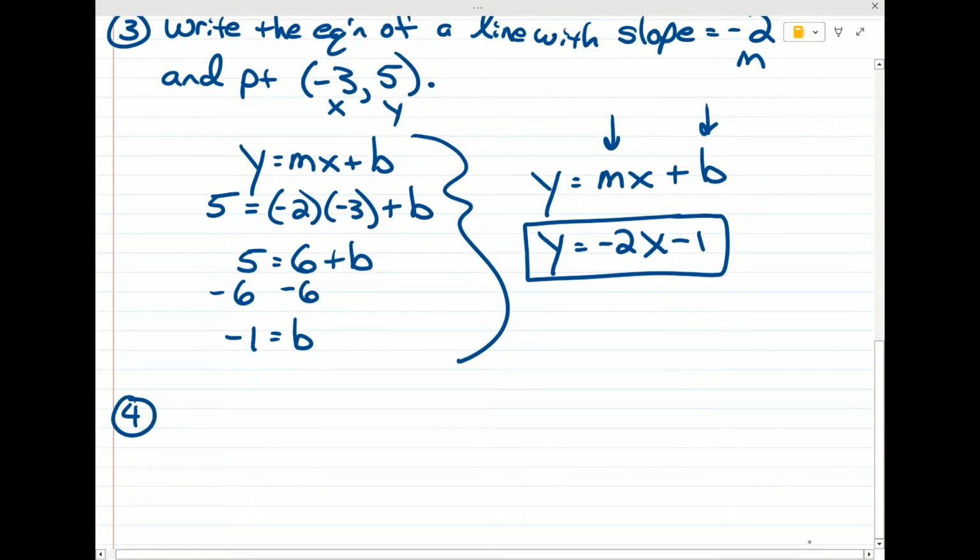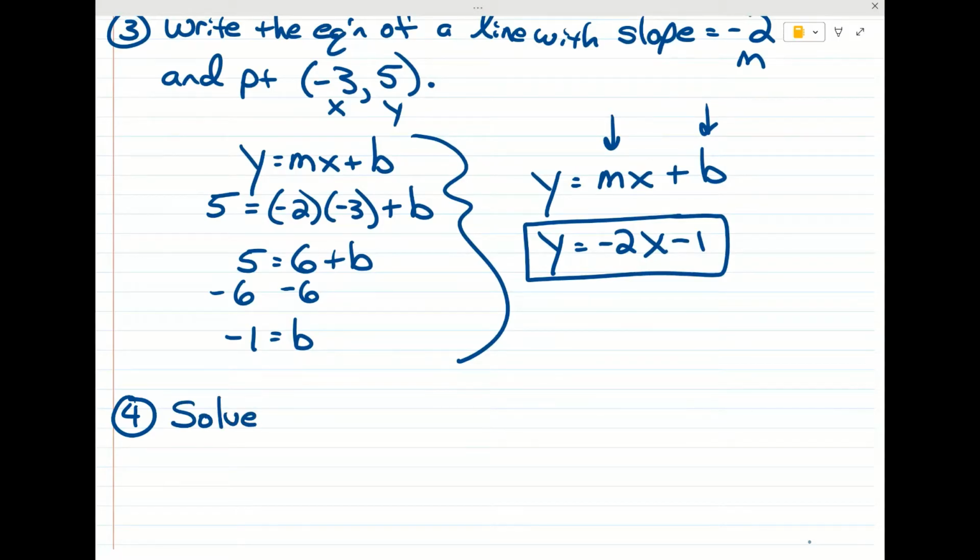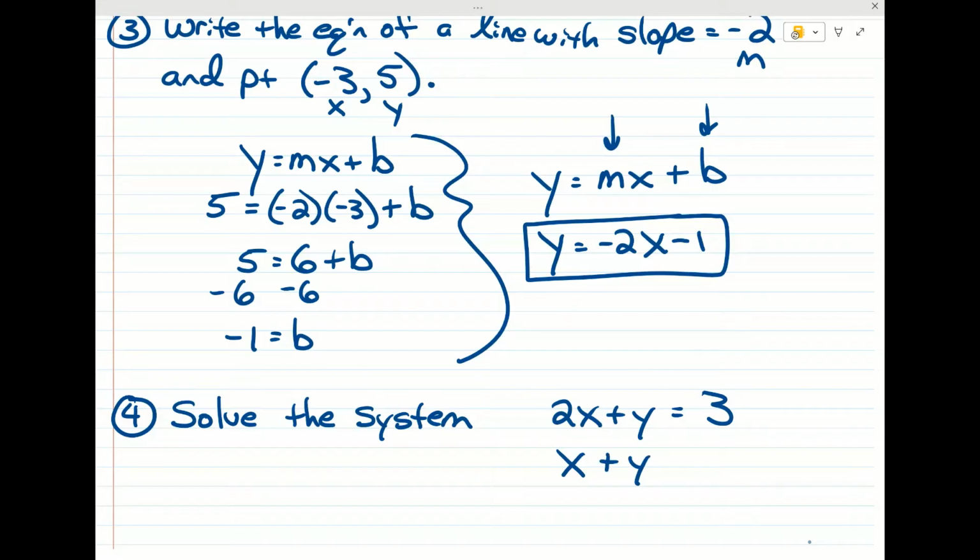Next problem, it'll ask you to solve a system. So solve the system 2x plus y is equal to 3, and x plus y is equal to 6.